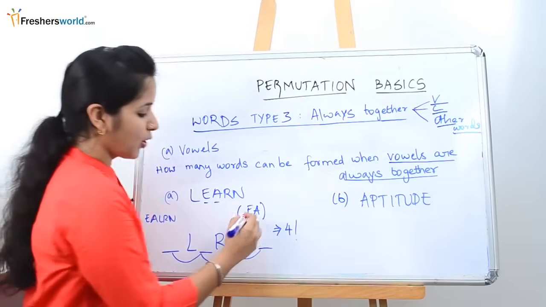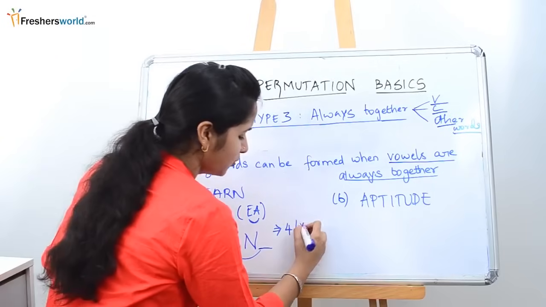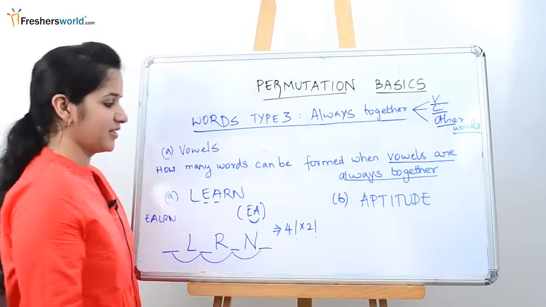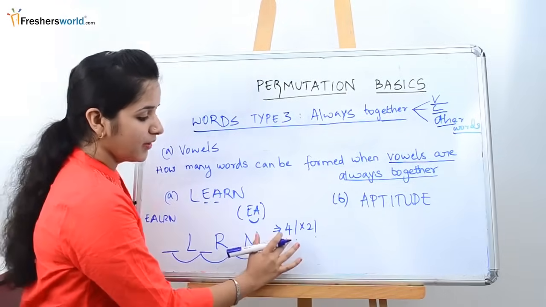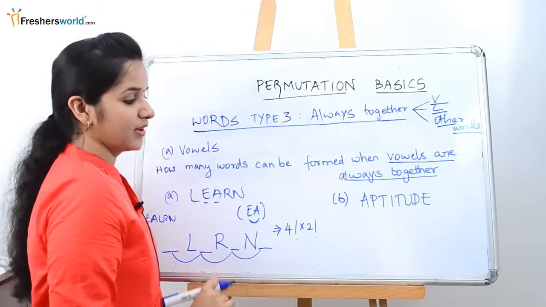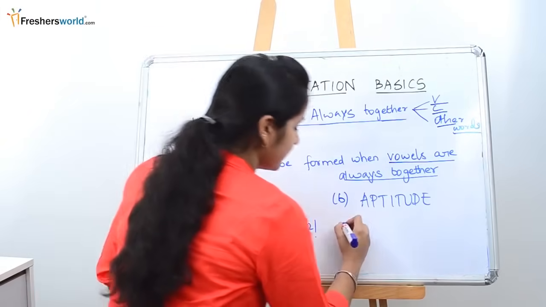And what is the possibility between these two? Which is nothing but EA or AE. So in 2 factorial ways it can be arranged. So how many words can be formed using the word learn is nothing but 4 factorial into 2 factorial. Let's take another example with repeated letters.